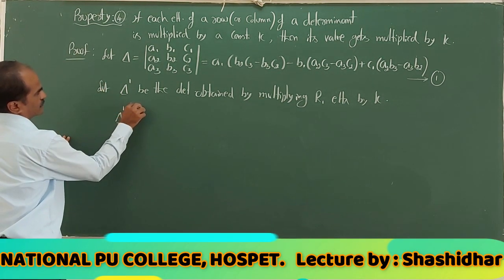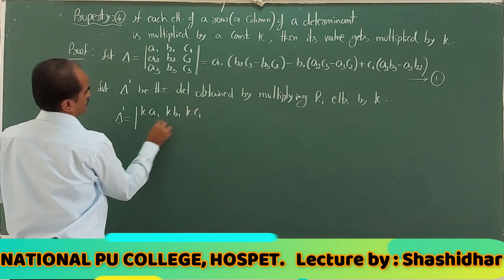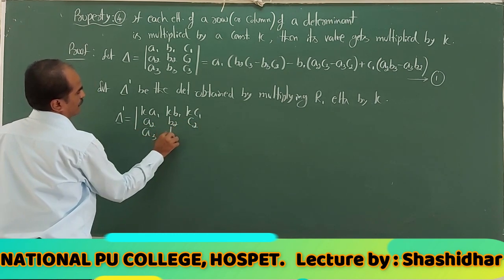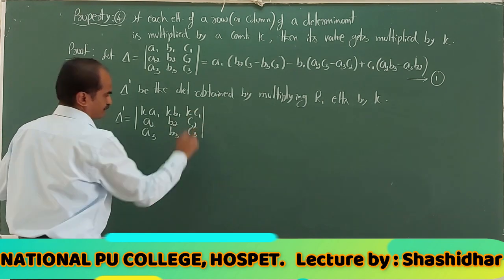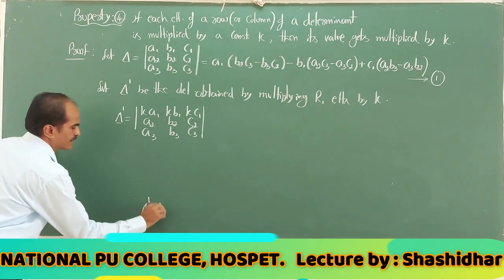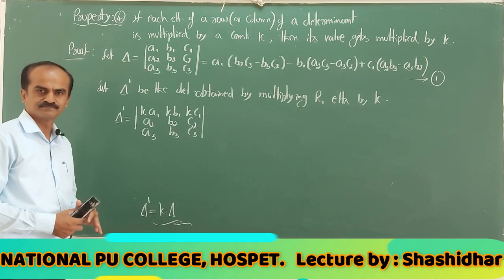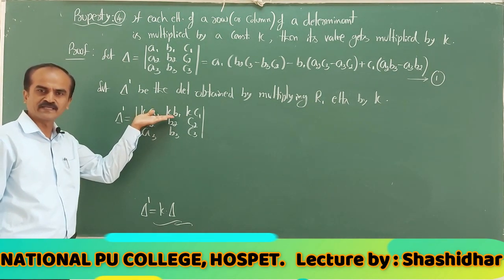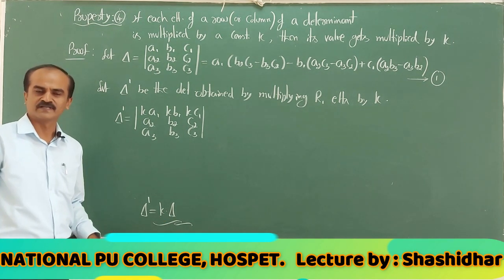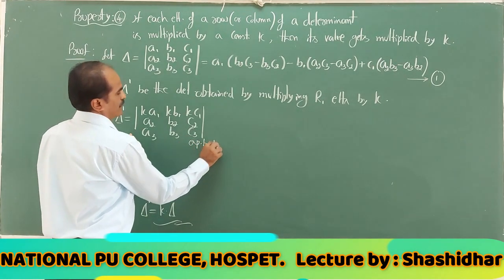So what is delta dash? K times of A1, K times of B1, K times of C1. Second row A2, B2, C2. Third row A3, B3, C3. Now I have to show that this delta dash is K times of delta. Because I am multiplying first row elements by k, it is as good as multiplying to the whole determinant. So I have to show that k times of delta. For this I will expand by R1.